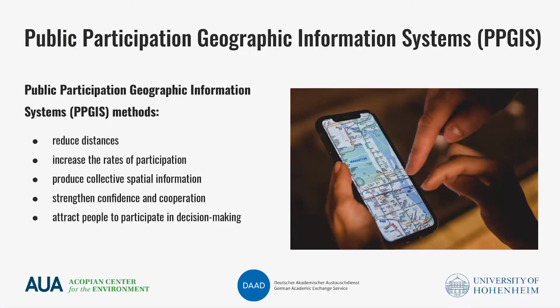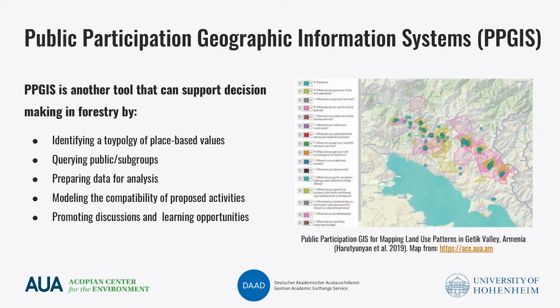Public Participation Geographic Information Systems (PPGIS) is another tool that can support decision-making in forestry. PPGIS tools solve problems of geographical isolation. They provide the opportunity of participation to individuals who cannot be in the location physically and therefore reduce distances. These tools quickly gather information, increase the rates of participation, produce collective spatial information that is better than that of individuals or even experts, and strengthen confidence and cooperation in forest management.